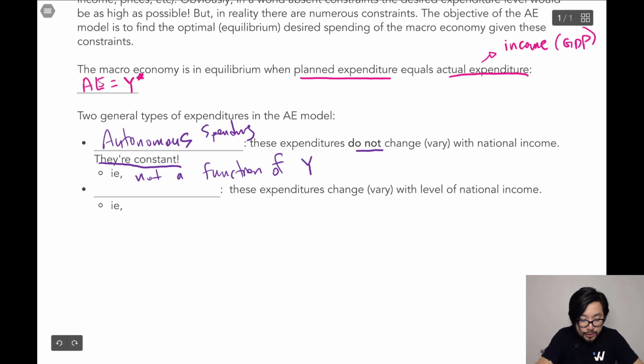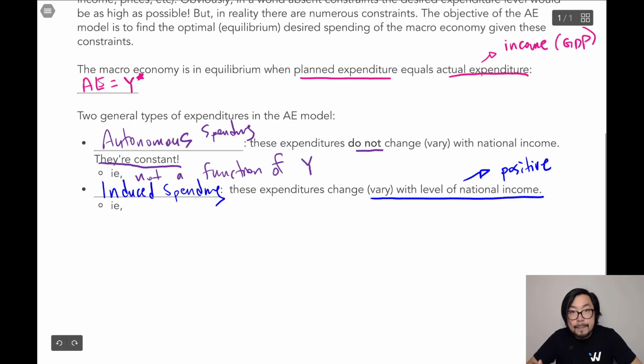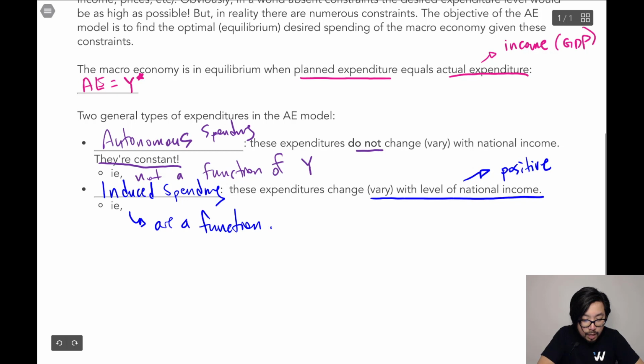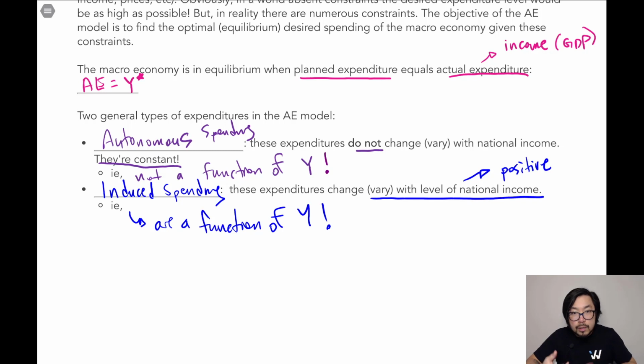The other type of expenditures are induced spending or expenditures. And induced expenditures, these expenditures do vary with the level of national income, and they vary in a positive way. If the country earns more income, has more GDP, this type of spending, the induced spending, increases. And that means induced expenditures are a function of Y, in mathematical terms. And if we use the same example from a consumer's perspective, if you earn more money, you're going to spend more, increase your spending on things like cars, on things like a better home, etc. These are examples of induced spending.